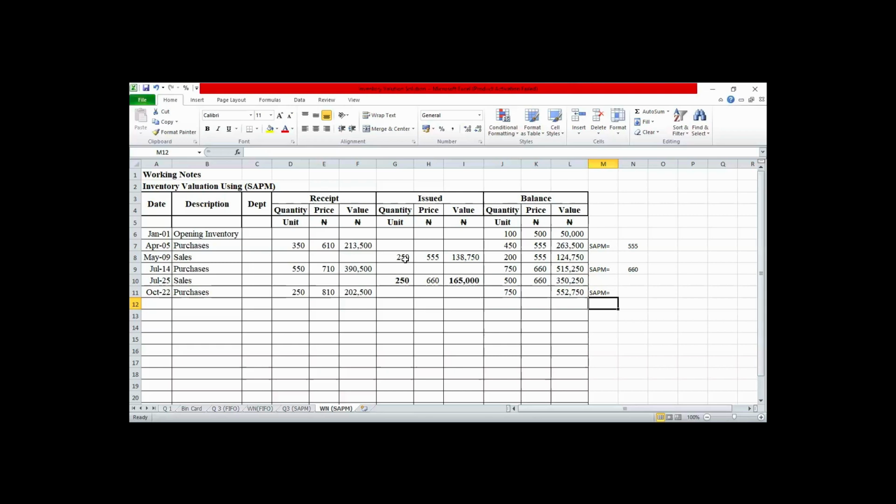Now, to determine the new price here, it will be 710 plus 810, divided by 2. You have 760. That 760 will now be the new price. You are going to be moving out your goods now. Is it clear? Yes, sir. It's not clear to you?